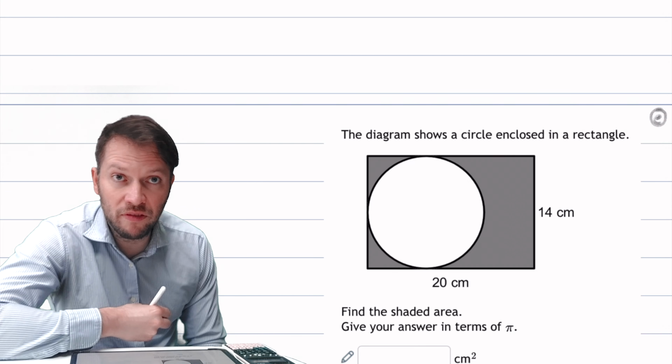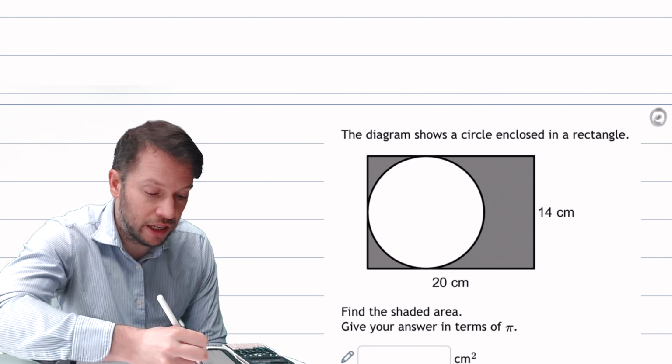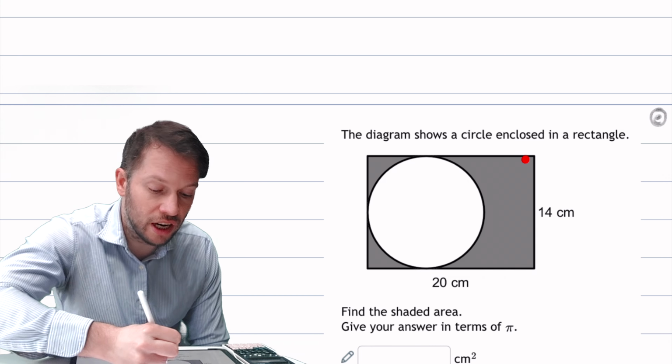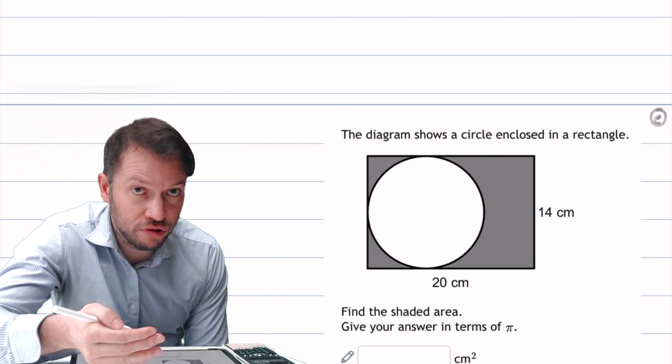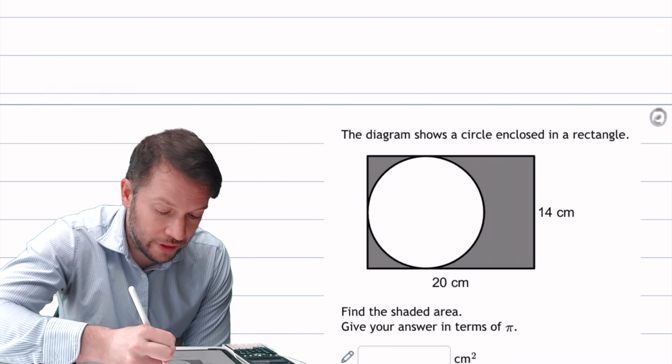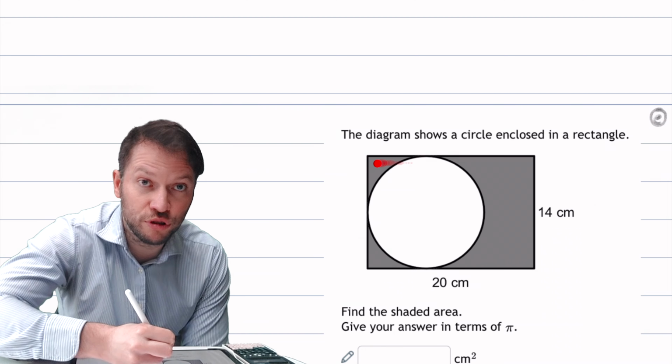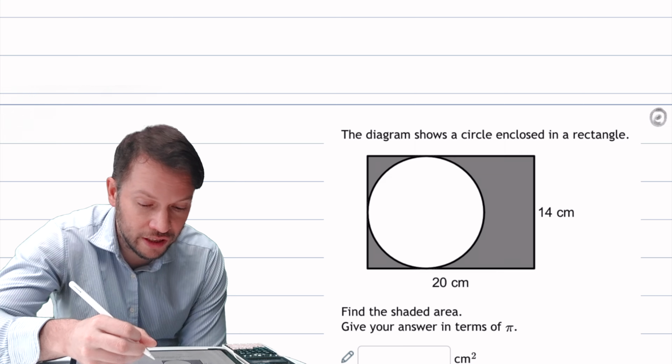Well, I just imagine making it out of paper. If I want to make that shape, I'd start with a rectangle and I'd cut out the circle from it. When you cut out a region, you're going to be subtracting that area. So we find the area of the rectangle and we subtract the area of this circle.